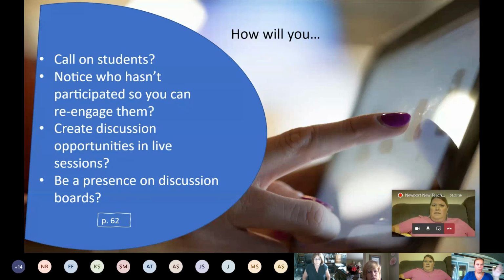So, in thinking about a lot of this in relationships, we need to pay attention to some things, okay? How are we going to notice who hasn't participated so that we can re-engage them? So we've got to find a way to keep track of that. Even in a physical classroom, it's super easy to just let whoever raises their hand answer the question. You've got so many things on your plate, thinking about your lesson and what's next, monitoring the classroom. But we do also have to pay attention to who's participating, who's not, and how do I re-engage them.